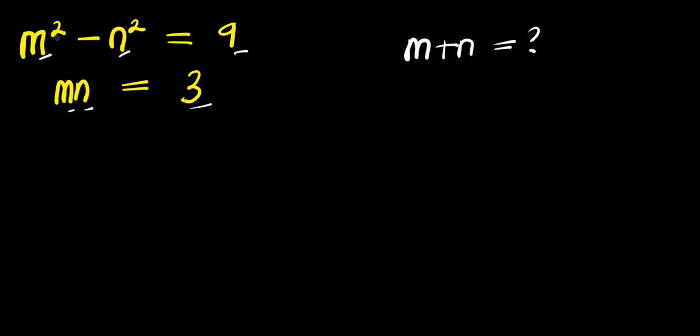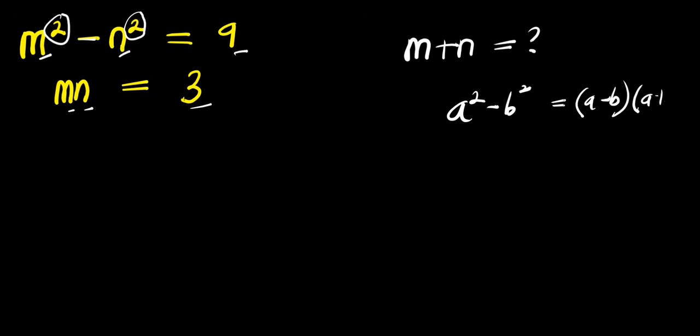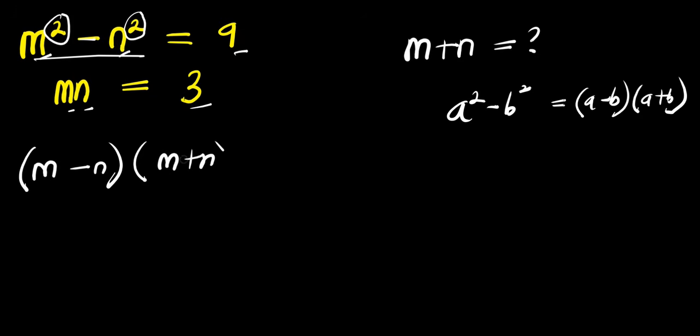Now, this is a difference of two squares because this is power 2, this is power 2, and this is minus. If you consider this identity, a power 2 minus b power 2 equals a minus b times a plus b. So applying the same identity here, we have m minus n times m plus n, and this equals 9.